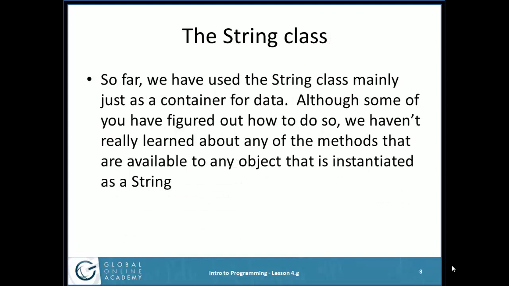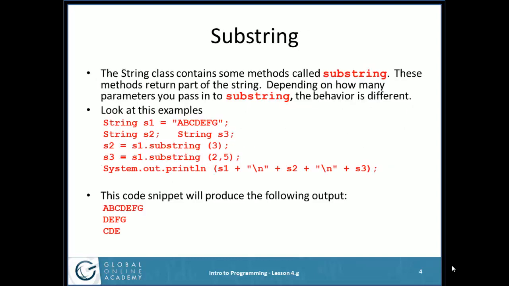So far, we've used the string class mainly just as a container for data. Now, some of you have figured out how to do more, but we haven't really learned about any of the methods that are available to any object that's instantiated as a string. I saw some of you in your NIM programming assignments had learned a little bit about it. Let's let everybody catch up.